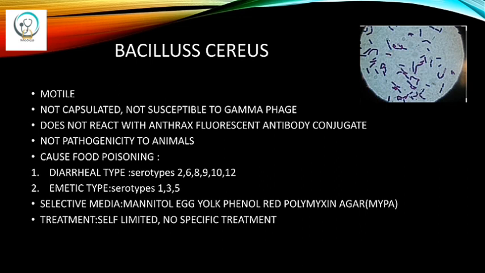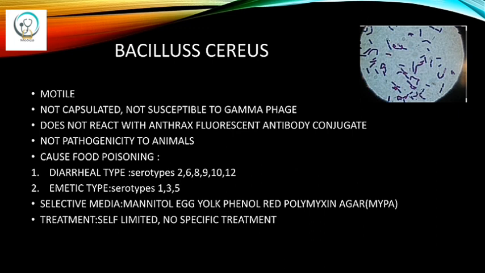And there is a difference between the incubation periods of the two types of food poisoning. In case of diarrheal type, the incubation period is 8 to 16 hours because the toxin is secreted in the intestine and leads to diarrhea. But in case of emetic type, the incubation period is only 1 to 5 hours because preformed toxin causes the emetic type of food poisoning, and it is heat stable. But in case of diarrheal type, the toxin is heat labile.